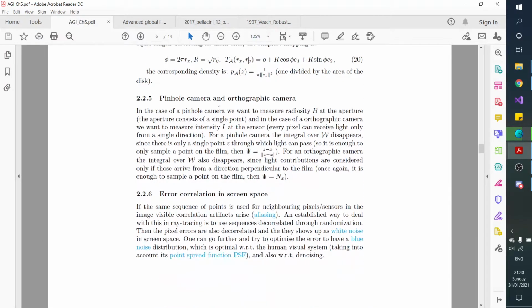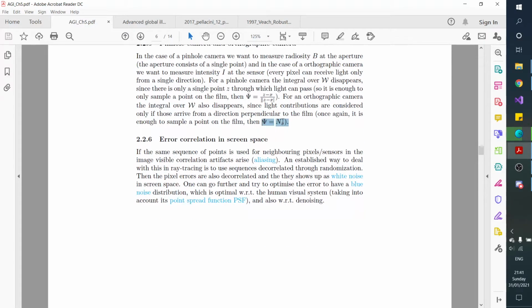If you have a pinhole camera, as mentioned, you do not pick points on the aperture. There's only one valid point, the pinhole point. And if you have an orthographic camera, then your directions are simply perpendicular to your film.